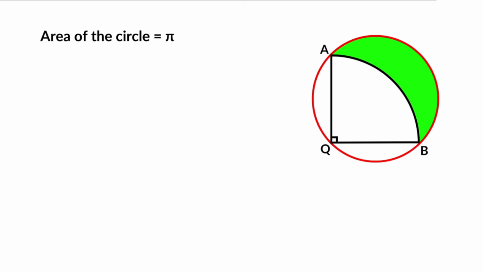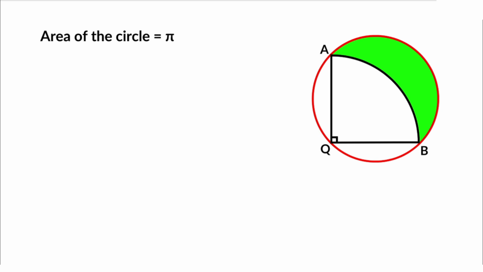We're given just two pieces of information. First, because AQ and BQ are radii of the quarter circle, angle AQB is exactly 90 degrees. And second, the total area of the large red circle is exactly pi. Our goal is to find the exact area of the green shaded region, the region trapped between the upper arc of the quarter circle and the upper boundary of the large circle. Let's solve it step by step.